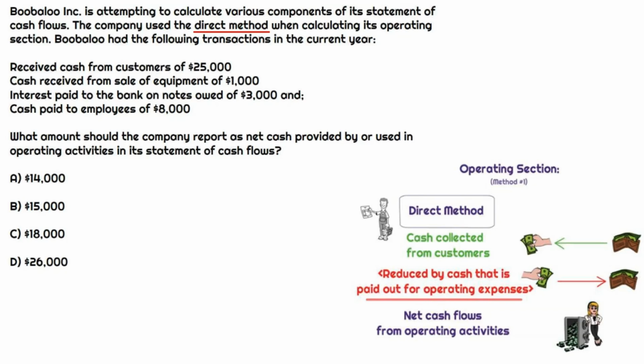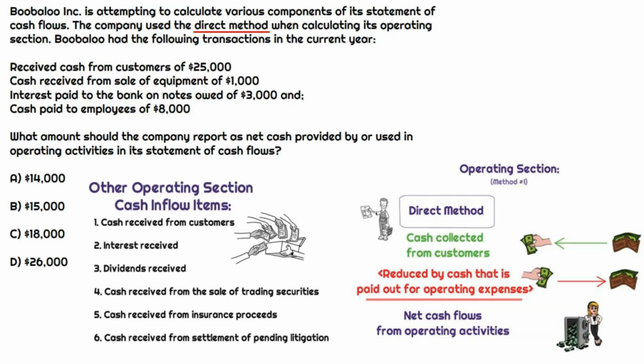So on the first one, received cash from customers of $25,000. This is definitely going in the operating section. As we can see in our visual, for the cash inflow items related to the operating section, cash received from customers, that's number one. That's just really basic stuff. That's going to happen in the normal course of business from selling our products or services to customers. So that is going to be included in the operating section.